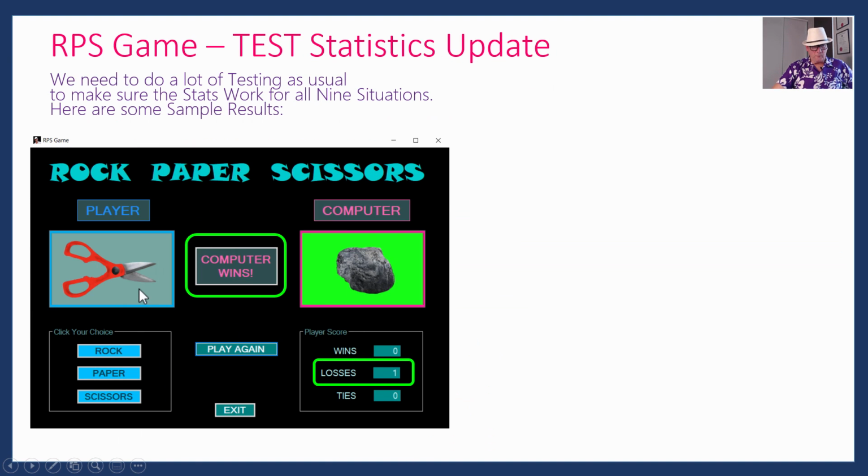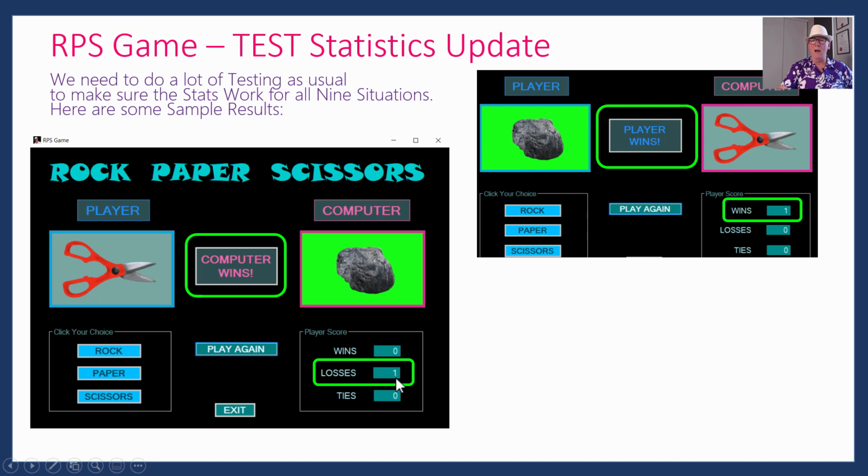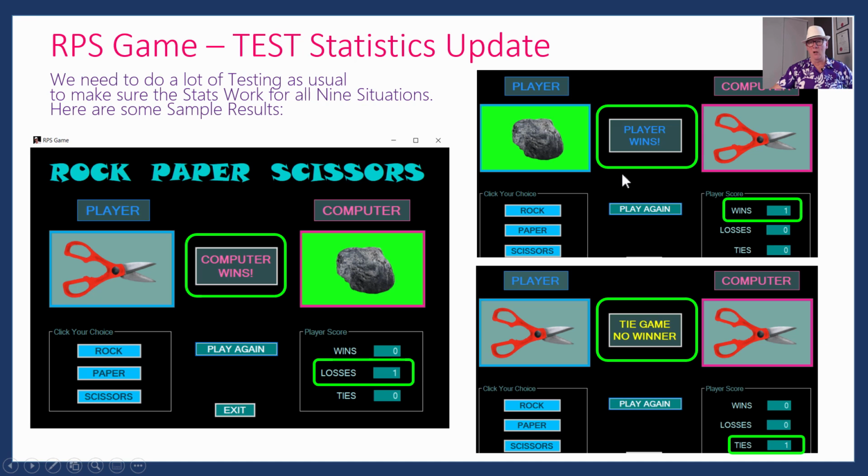So here, player picked scissors, but the computer had a win. Oh, that means the player lost. So notice how losses has been set to 1 here. Here the player had a win with rock. So we add 1 on to win. So the player has now had 1 win. All right. And here it was a tie game, no winner. So it's added 1 on to ties.